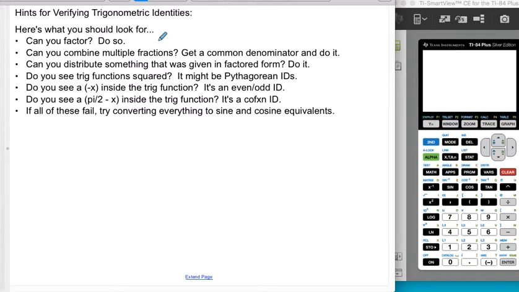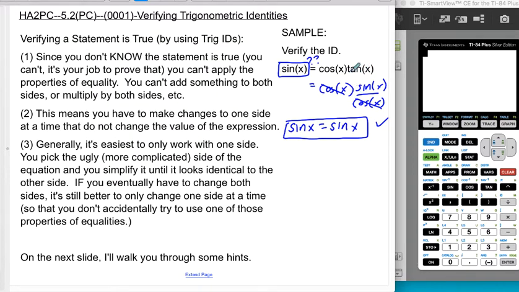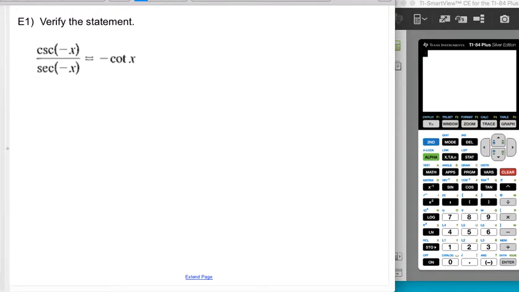If you see a negative x or a negative theta inside a trig function, that's an even or odd identity. If you see a pi over 2 minus x inside a trig function, that's a cofunction identity. If all of them fail, try changing everything to sine and cosine, which is what I did here. Up here I said, look, I could change tangent into sine and cosine, and then it resolved itself. So we're going to walk through a bunch of practice, and that's kind of the plan.